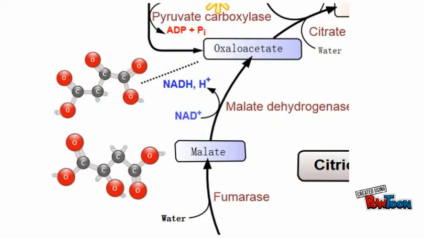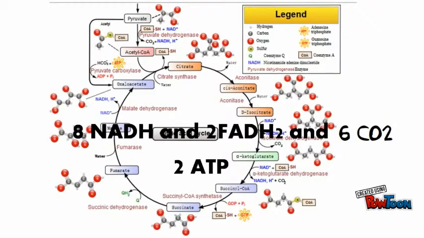Oxaloacetate remains for the next cycle. In the Krebs cycle, a glucose produced in total 8 NADH, 2 FADH2, and 2 ATP. Energy then is transported to the electron transport chain.